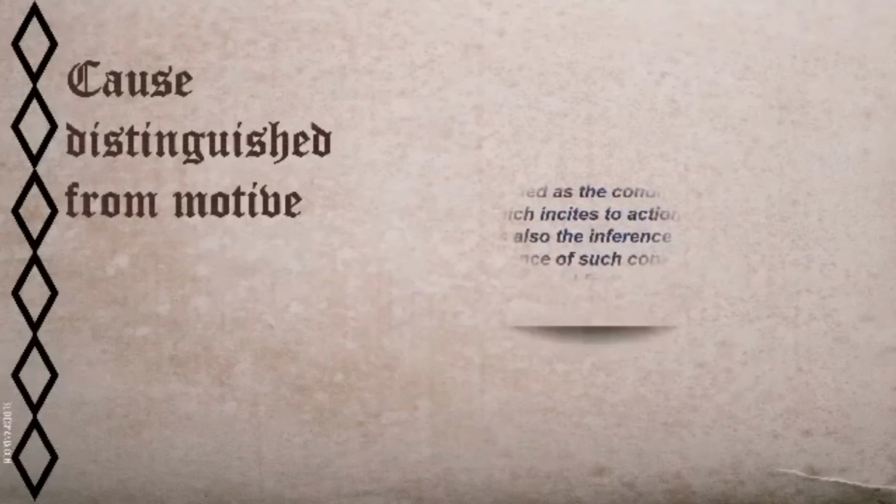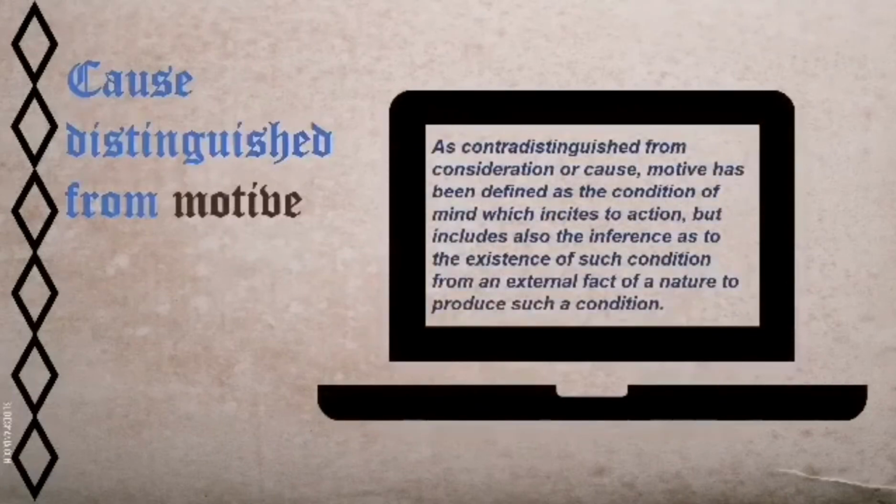Cause distinguished from motive. As contradistinguished from consideration or cause, motive has been defined as the condition of mind which incites to action, but includes also the inference as to the existence of such condition from an external fact of a nature to produce such a condition.